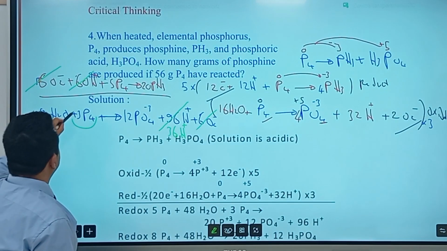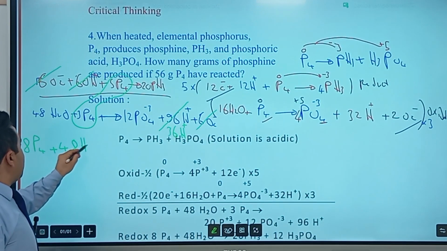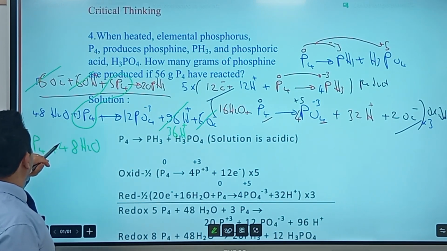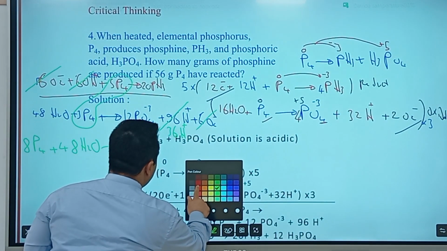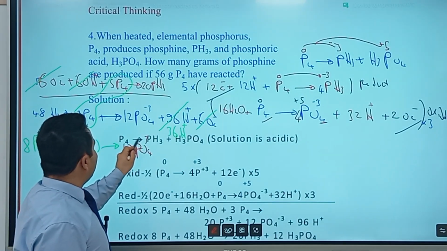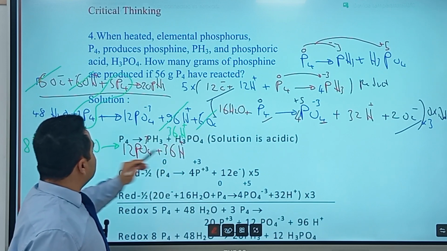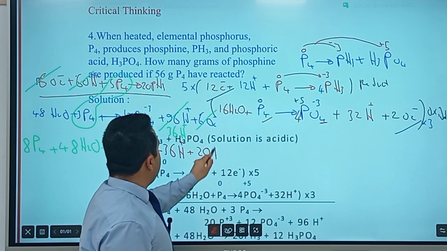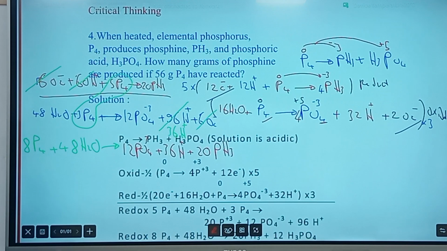We have just one addition between the 5 P4 and the 3 P4. 5 P4, 3 P4, 8 P4 plus 48 H2O. Okay, there is nothing more on the reactant side. It goes to the product to form what? To form in the product 12 PO4 negative plus 36 protons plus 20 PH3, 20 PH3 in the product.